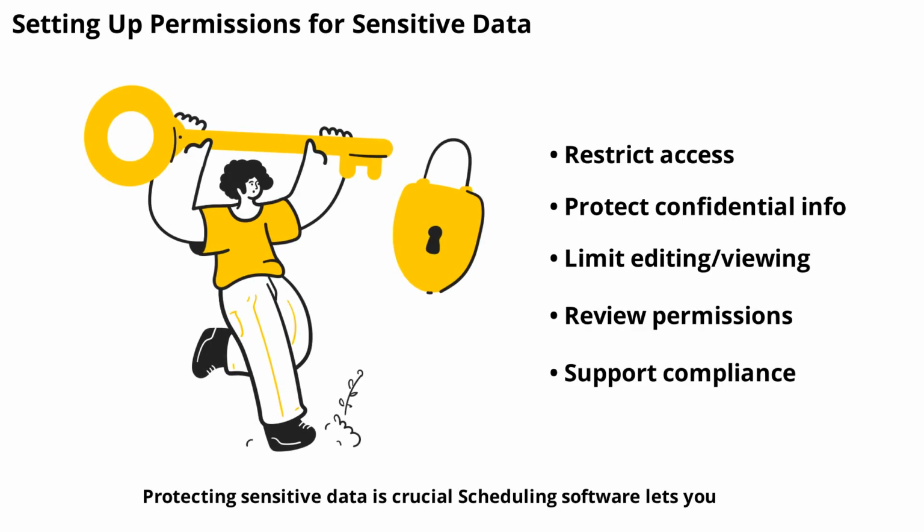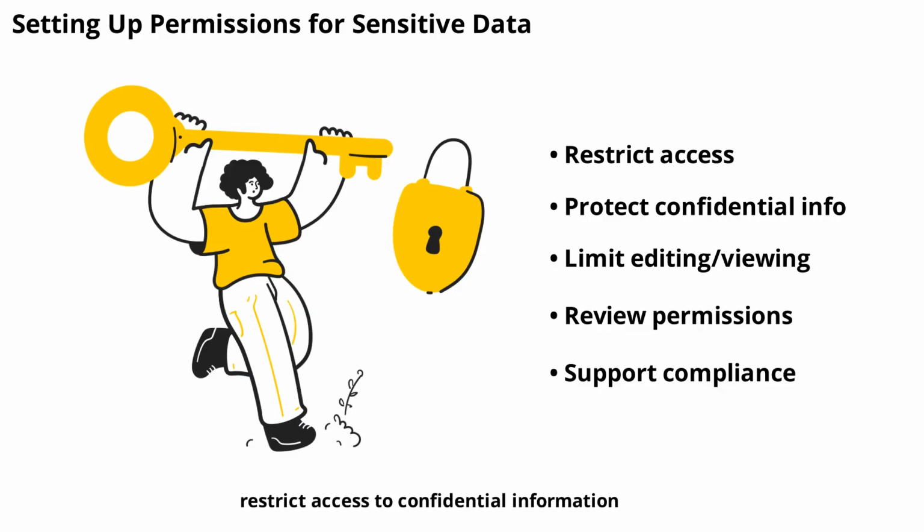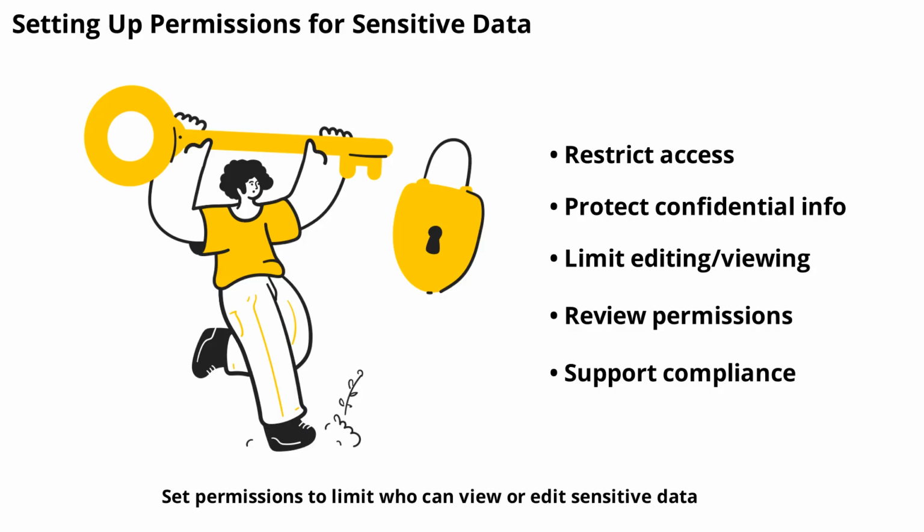Protecting sensitive data is crucial. Scheduling software lets you restrict access to confidential information, such as budgets or client details. Set permissions to limit who can view or edit sensitive data. Review permissions regularly to ensure security. Data protection supports trust and compliance.